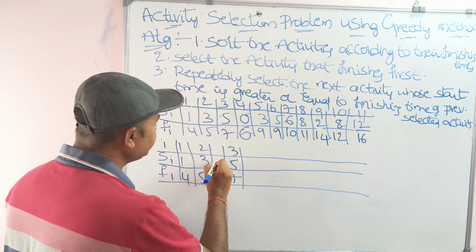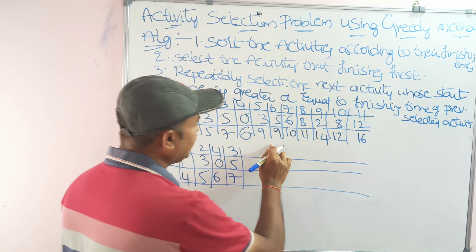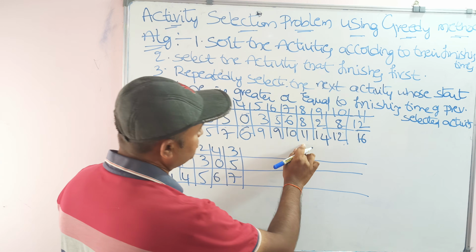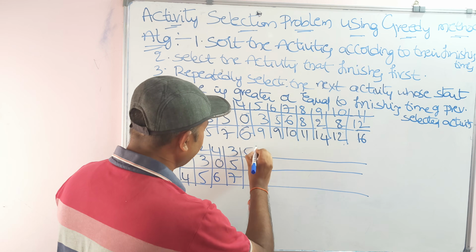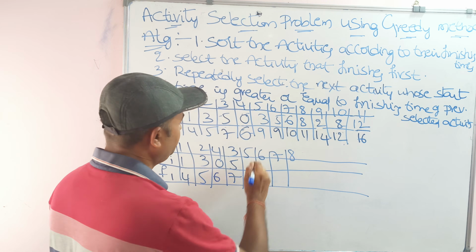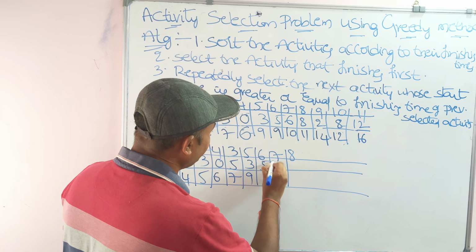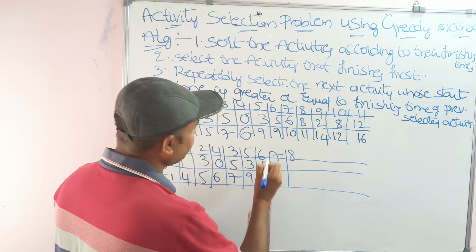Next 7, starting time 0, activity number 4. Next 9, 9, 10, 11. These are in ascending order already. So let us write activities 5, 6, 7, 8. Activity 5: starting time 3, finishing time 9. Activity 6: starting time 5, finishing time 9.